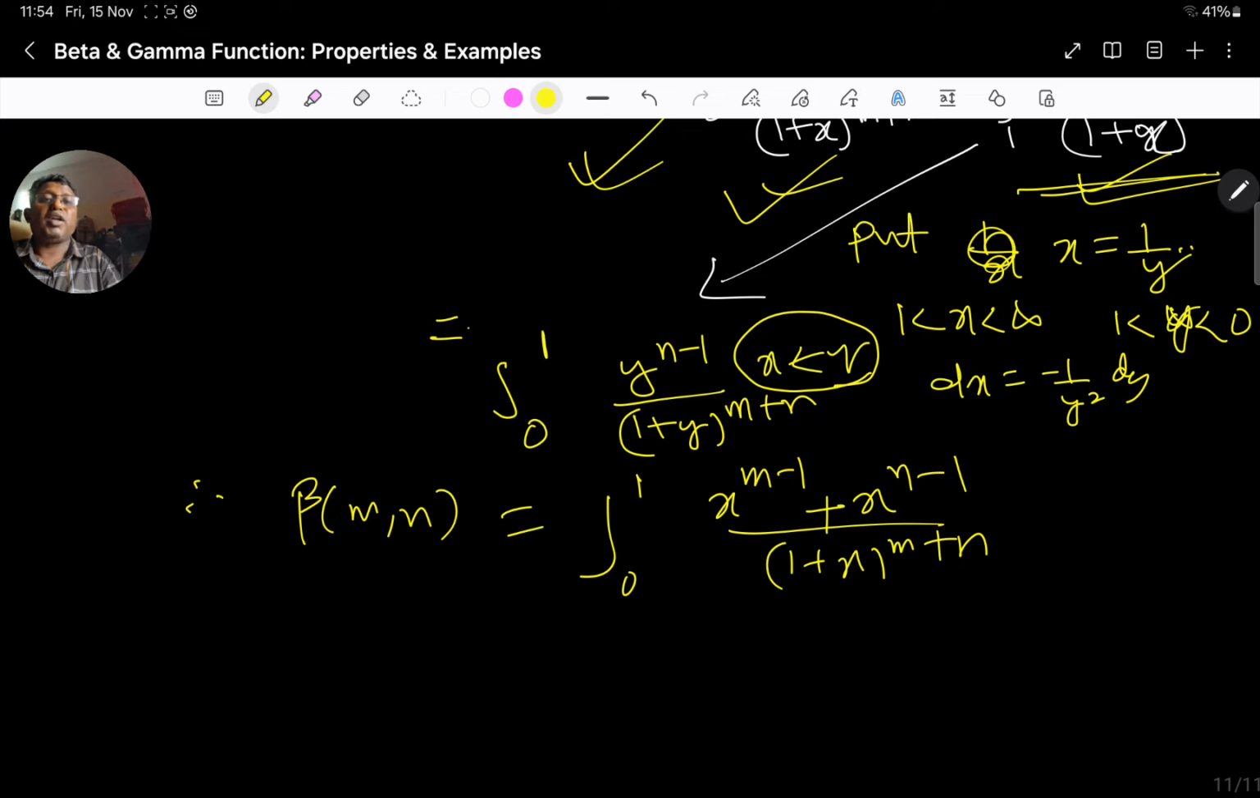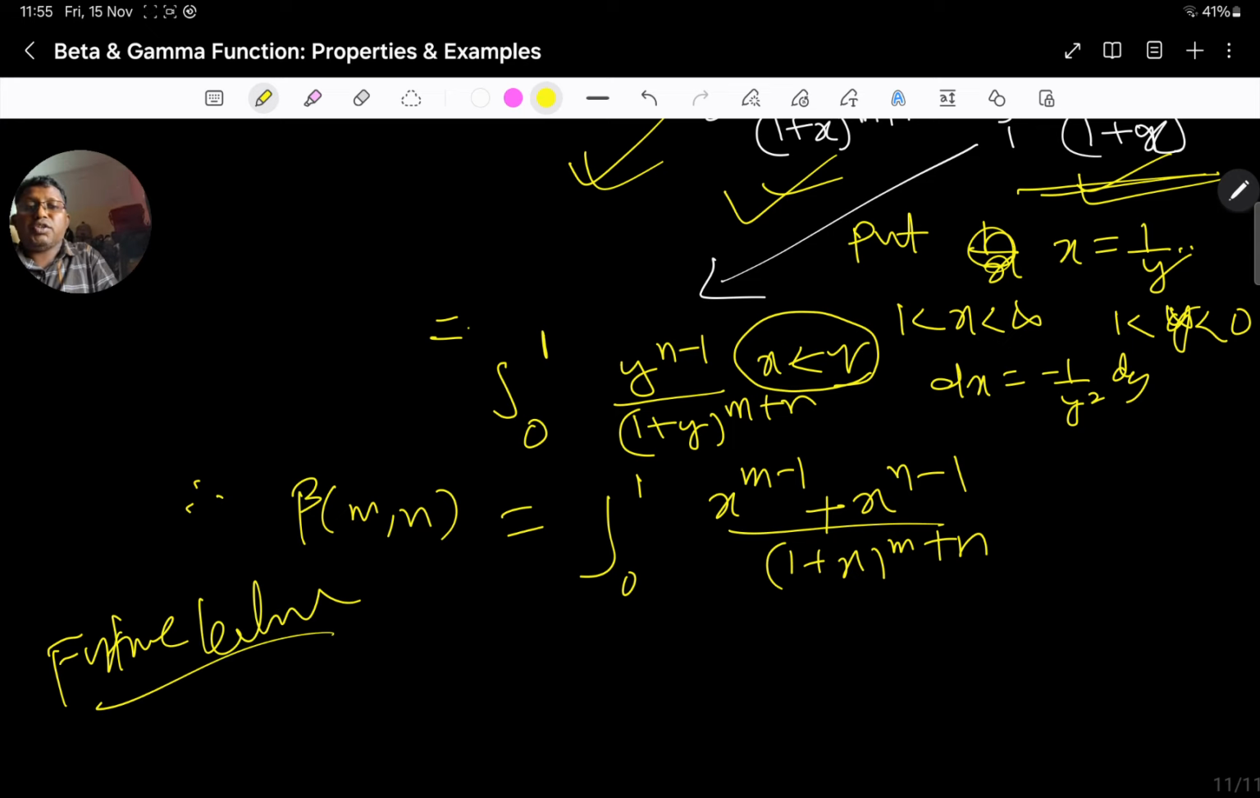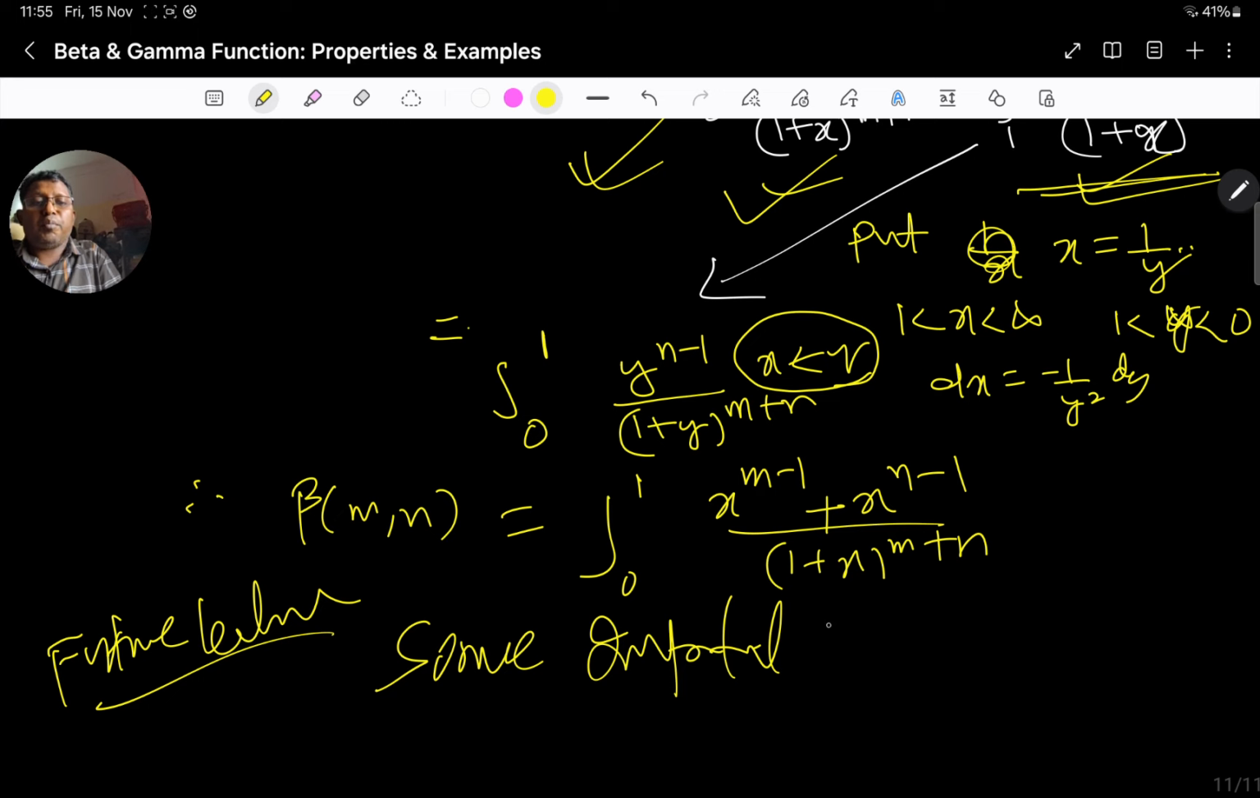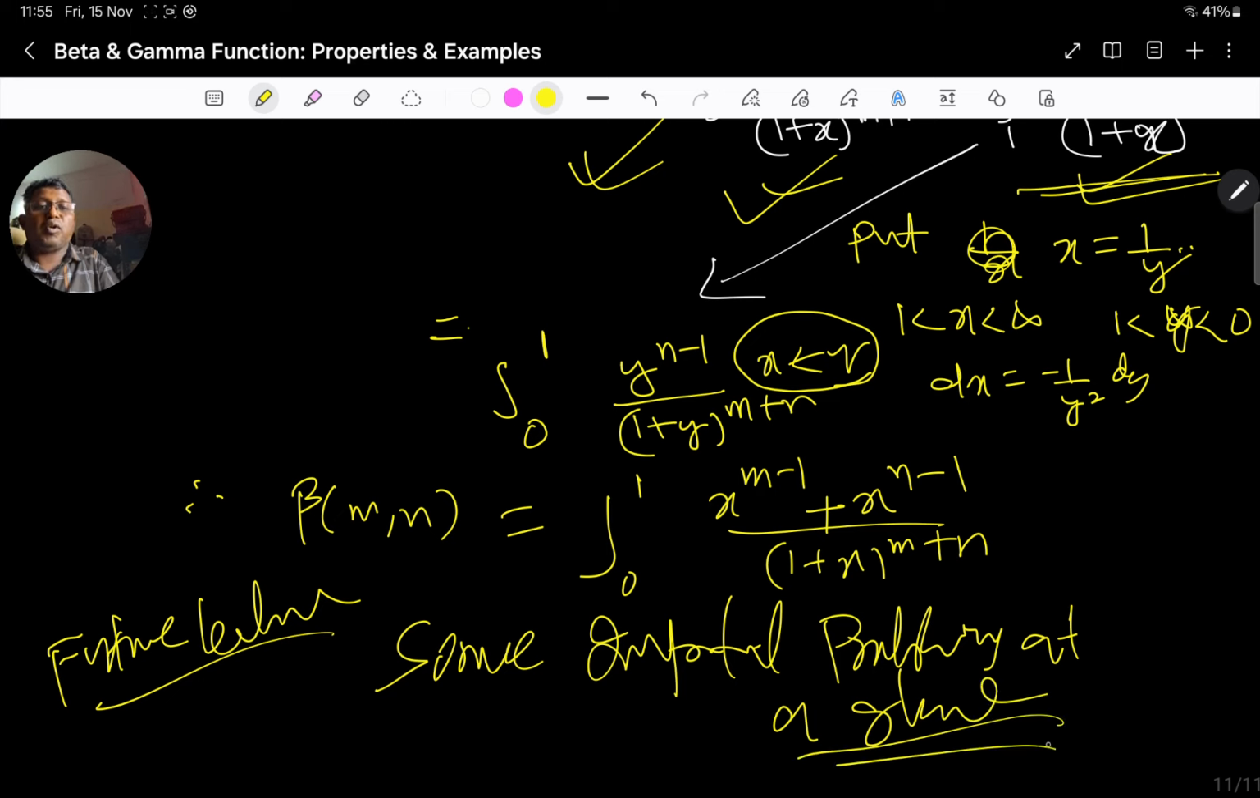These are the most important properties of the beta and gamma functions. We have solved examples, and in our future lecture we will see some important problems at a glance. To solve all these problems, you should be thorough with the above properties.